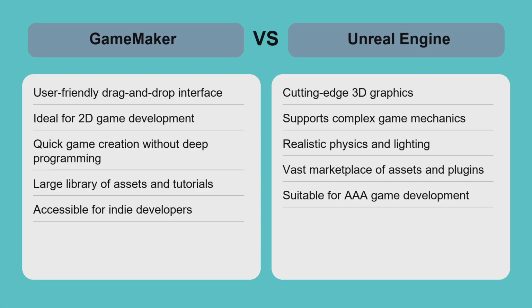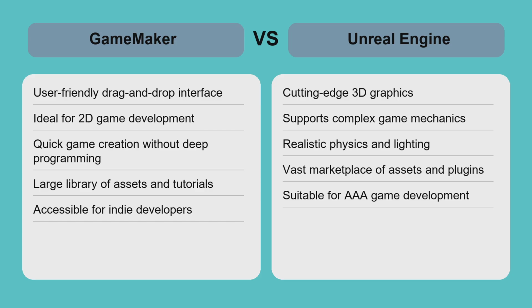Comparing GameMaker and Unreal Engine highlights a clear trade-off between simplicity and power. GameMaker is perfect for quick 2D game development, allowing creators to focus on gameplay without deep programming skills. It's suited for small teams or solo developers targeting mobile or indie platforms.